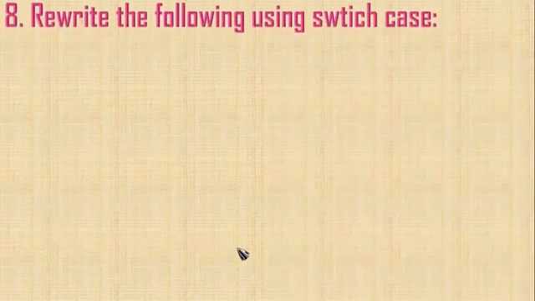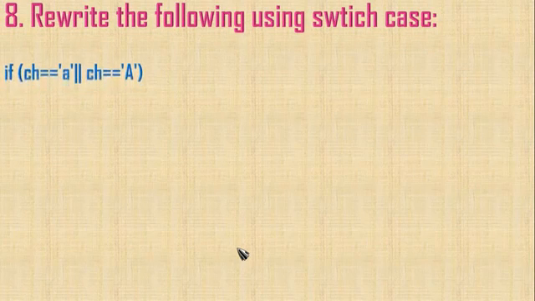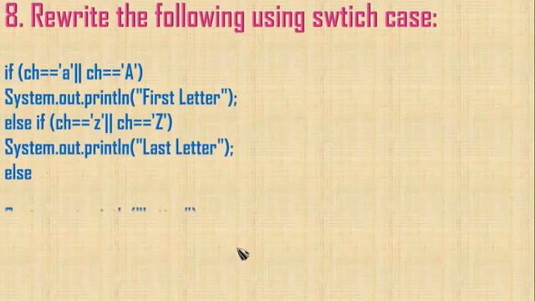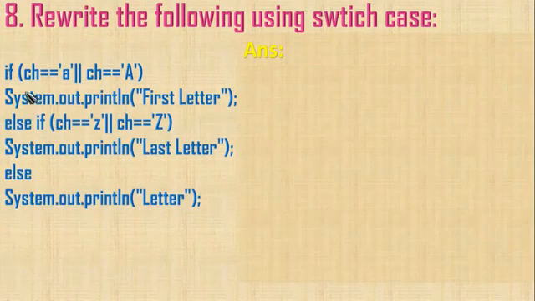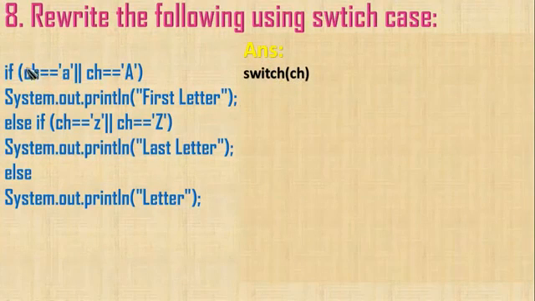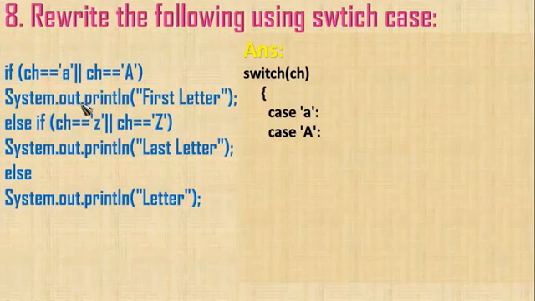Next question. Rewrite the following using switch case. Here you can see CH is equal to small a or capital A. So when we convert this into switch case, if this case or this case, it should continuously run. So there in between break will not be there. So what we do, we will give as switch CH. So we are going to check for CH only. And then case a or case capital A. So for both, this will be the result.